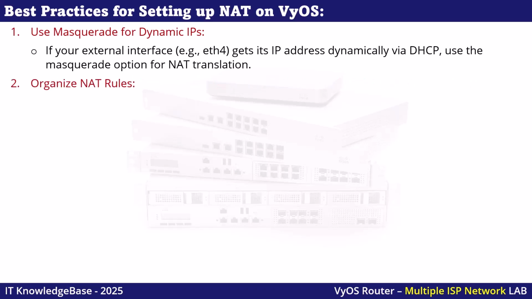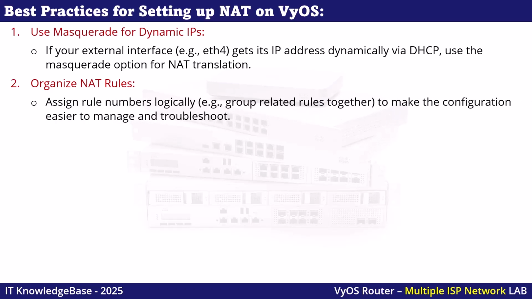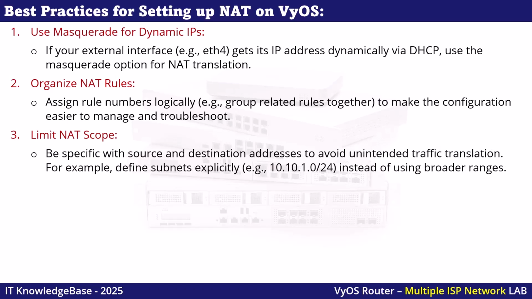Number 2 is organize NAT rules. Assign rule numbers logically, for example group related rules together to make the configuration easier to manage and troubleshoot. Number 3 is limit NAT scope. Be specific with source and destination addresses to avoid unintended traffic translation. For example, define subnets explicitly, 10.10.1.0/24, instead of using broader ranges.